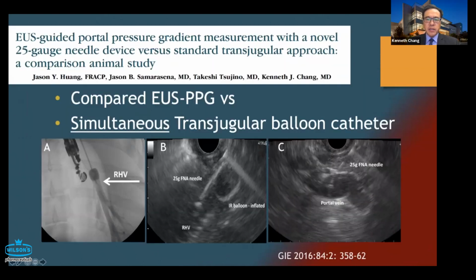We did a number of animal studies, culminating in this publication in GIE in 2016, where we simultaneously placed a transjugular catheter by interventional radiology into the right hepatic vein and measured the free hepatic vein pressure. At the same time, you can see here on the x-ray the EUS scope and the 25 gauge needle placed into the same vessel, measuring the pressure at the same time. Panel B is the EUS image of the same scene. In letter C, we see that we can place the 25 gauge needle directly into the portal vein, whereas by radiology that's not possible, and they can only do the wedge hepatic vein pressure.